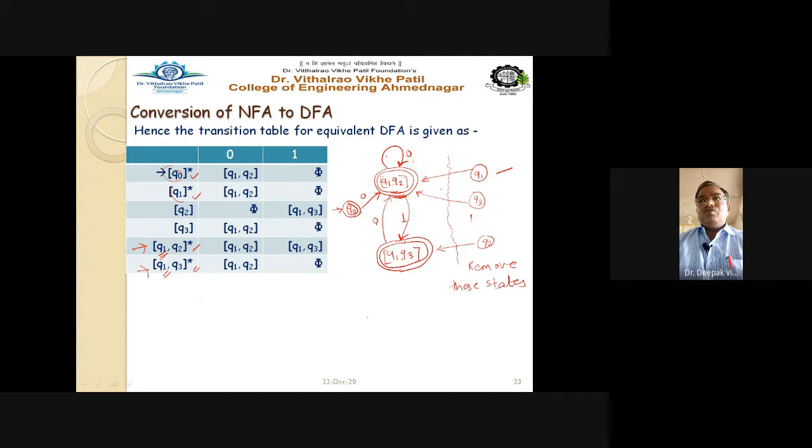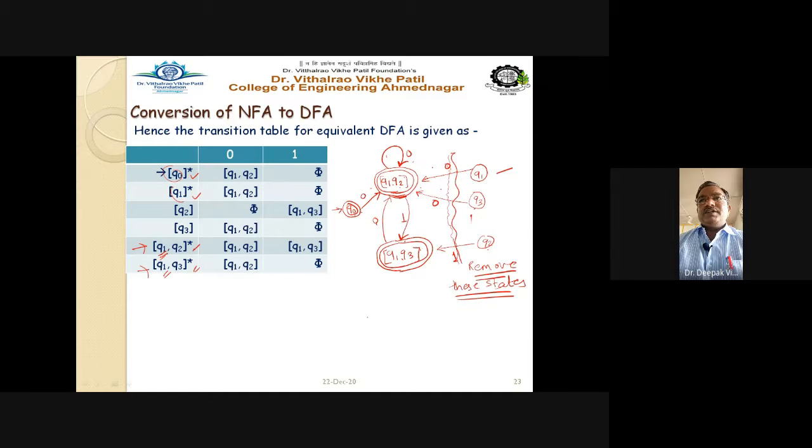Now see here, Q1 on 0 goes to this particular Q1, Q2. Q3 on 0 goes to Q1, Q2. Whereas Q2, for example, Q2 on 1 goes to Q1, Q3. But you can remove these states, because they are not significant states.